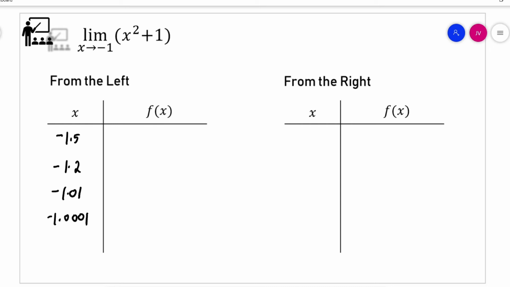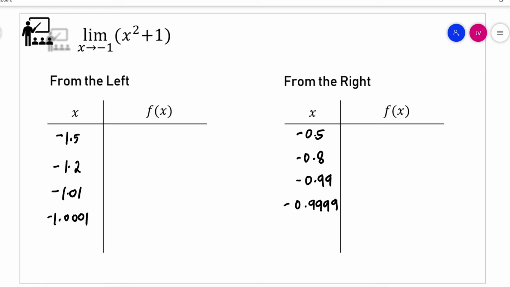At doon sa right hand limit naman natin, pwede natin magamit si negative 0.5, negative 0.8, negative 0.99, negative 0.9999. Again, papaalala lang natin na hindi lang naman ito yung possible value of x natin. We can assign as many as possible values, pero para makuha agad natin yung limits of our function, ay doon na tayo sa mas malapit sa given constant ang i-assign natin.